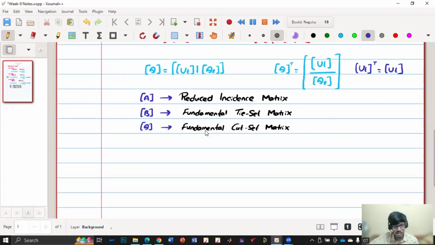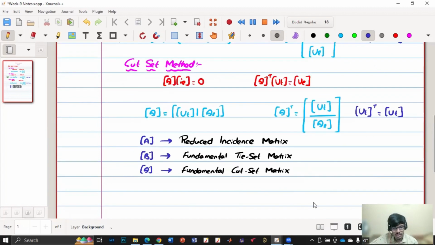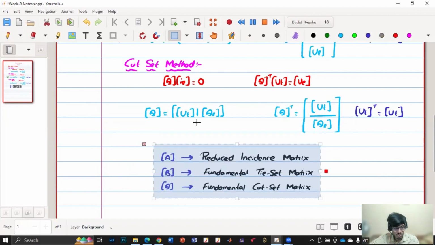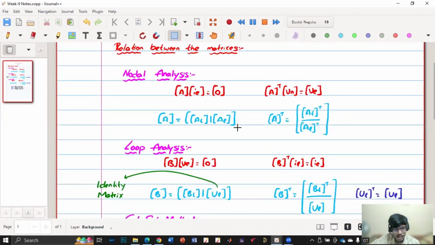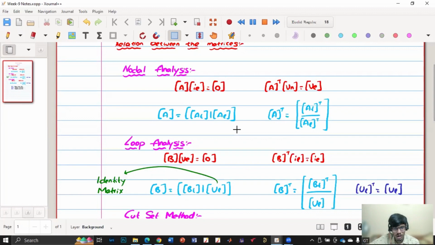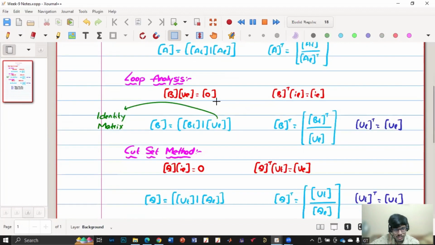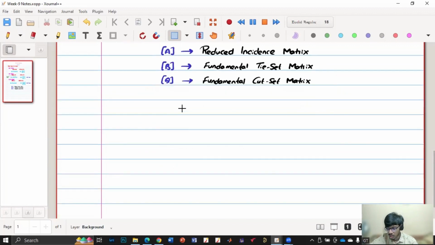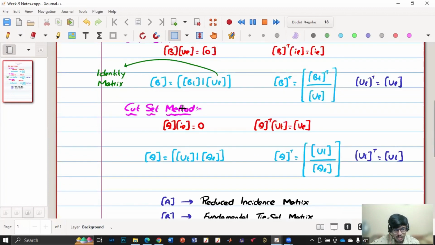So we have just written these matrices in a different way, so that whatever we'll be doing next, it will be easy for us to do all the mathematical analysis. So until this point, is this clear? What we have done, we have just written the matrices in a different way. So is this clear? Yes, sir.